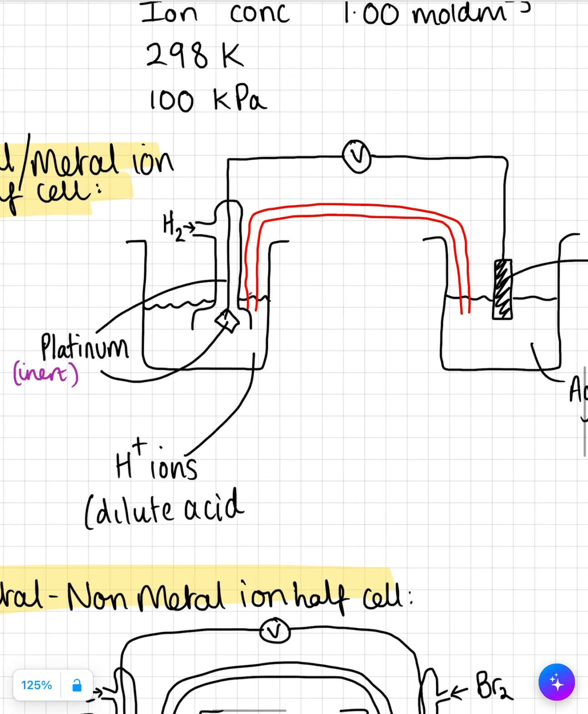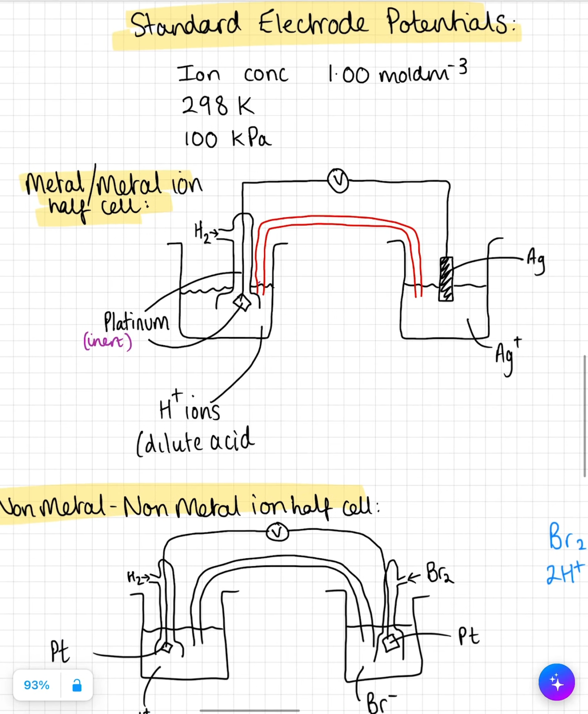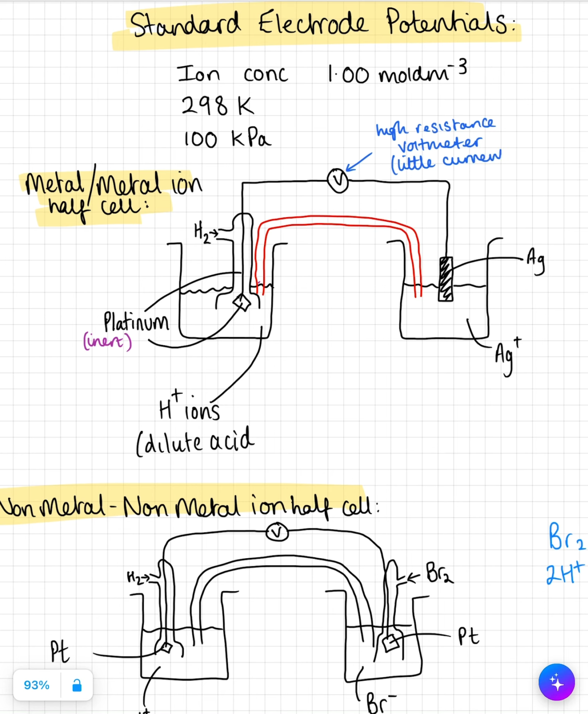And we are connecting both of our half cells with a voltmeter. Now we are using a high resistance voltmeter. Having a high resistance means that very little current will flow. It allows our transfer of electrons, but very little current is going to be flowing.